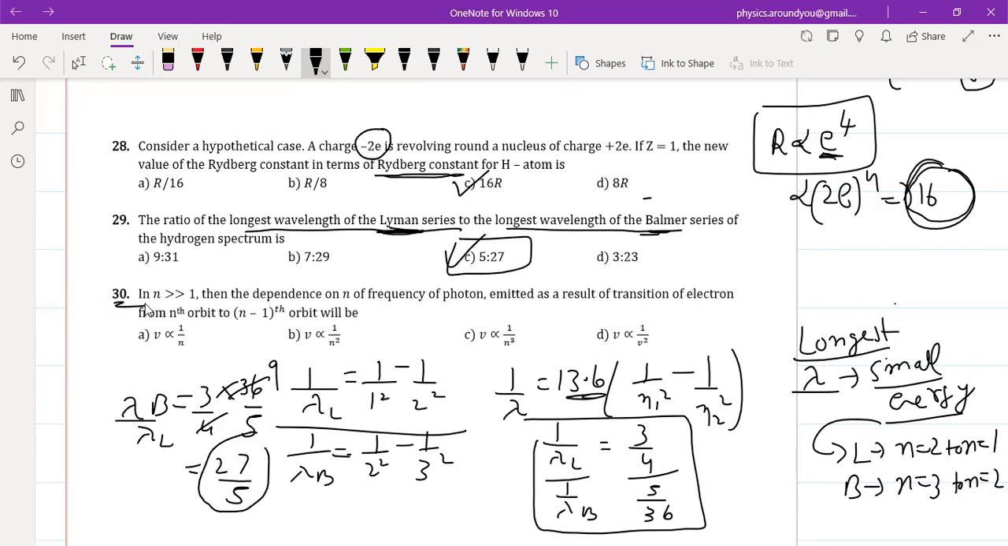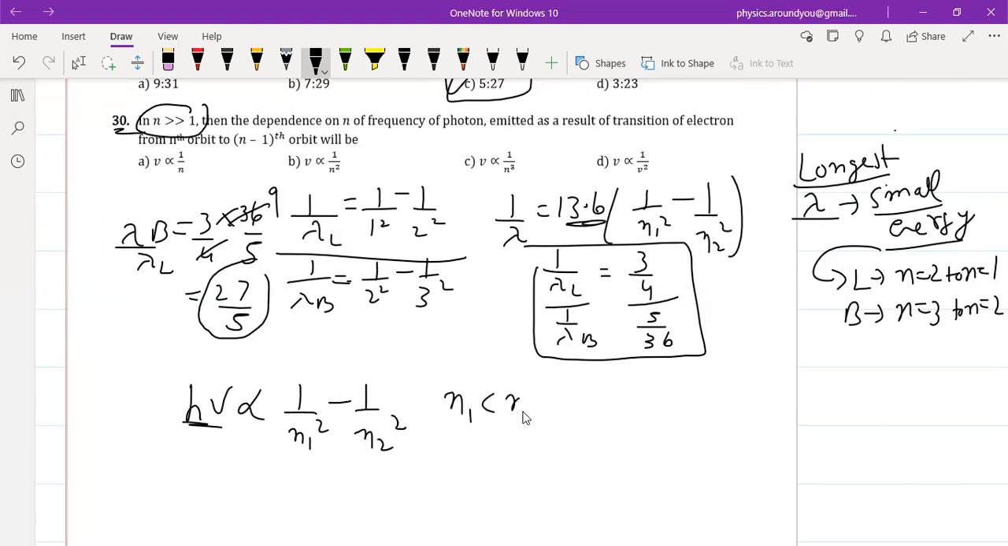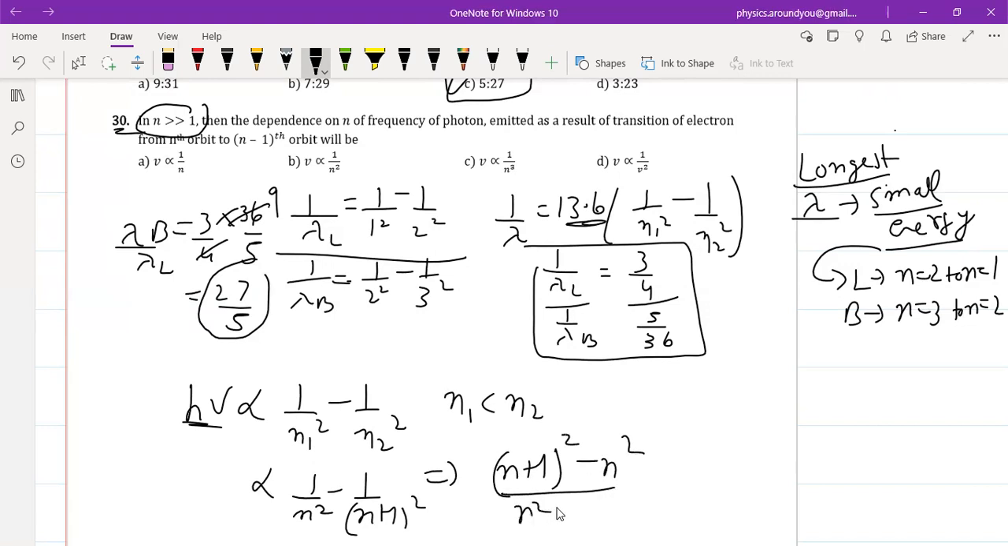The 30th one is manipulation of algebra. This I can relate to dipole approximation. Let us see how it is done. We know that h nu energy is proportional to 1 by n1 square minus 1 by n2 square, where n1 is always less than n2. So I can put n1 as n and n2 as n plus 1. When I simplify this using LCMs, n plus 1 the whole square minus n square by n square into n plus 1 the whole square.